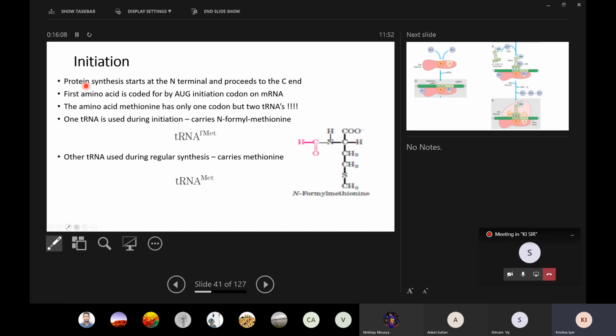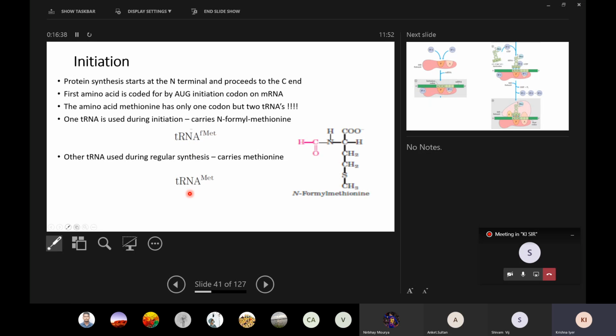This amino acid, methionine, has only one codon, AUG, but it has two tRNAs which can recognize this same codon. These two tRNAs, which recognize the same AUG codon, are called formyl methionine tRNA and regular methionine tRNA, designated as fMet tRNA or simply Met tRNA.